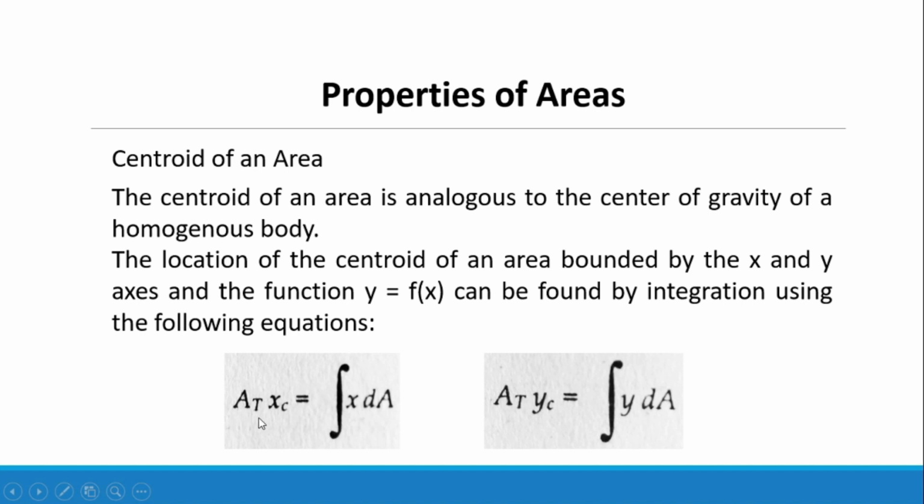A sub t, the total area, times x sub c, the centroid along x, is equal to the integration of x times the differential of a. A t, the total area, times y sub c, the centroid along y, is equal to the integration of y, the distance y, times the differential of area.